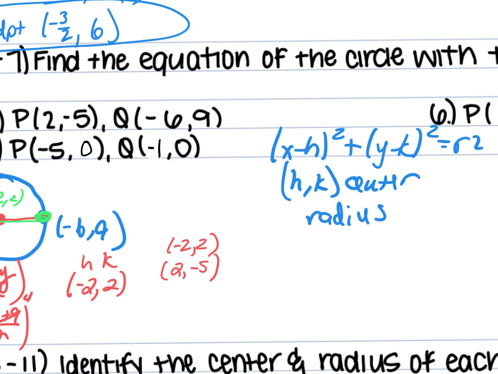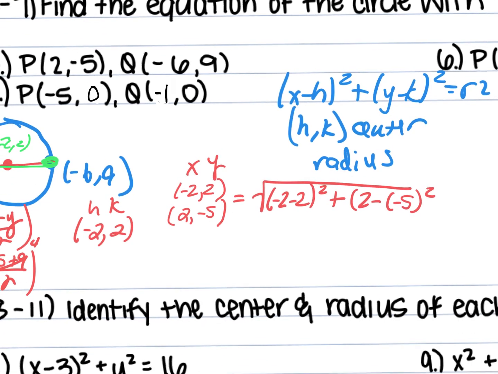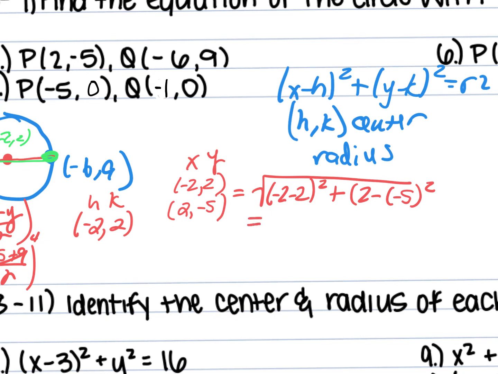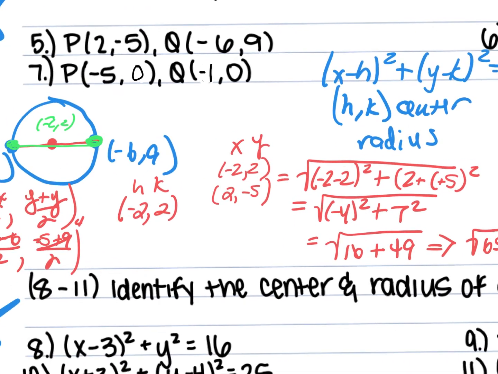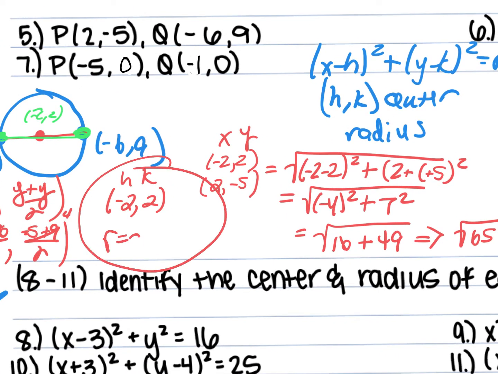I'm using 2 and negative 5 simply because they are smaller than negative 6 and 9 for computation purposes. All right, so the distance between these 2 points: my 2 x's, I'm going to say negative 2 minus 2 squared plus 2 minus negative 5 squared. What's negative 2 minus 2? So I have negative 4 squared plus, what's 2 minus a negative 5? 7. So negative 4 squared is 16, plus 7 squared is 49, which gives me the square root of 65. So my center is right here, and my radius is the square root of 65.